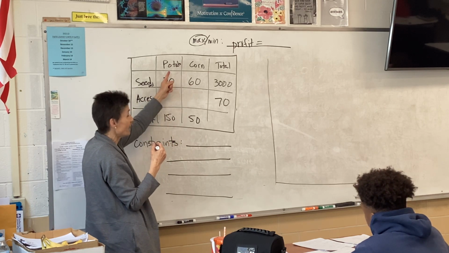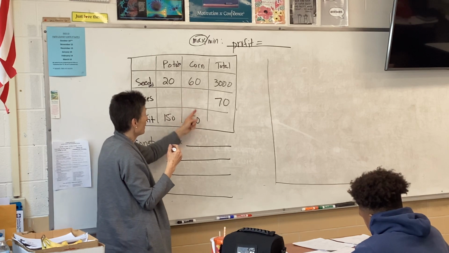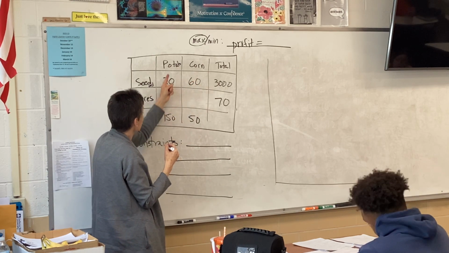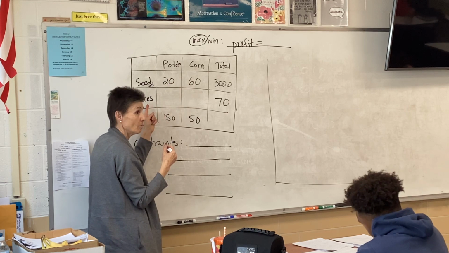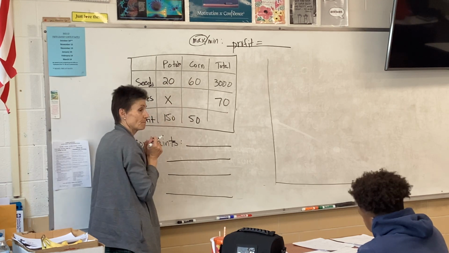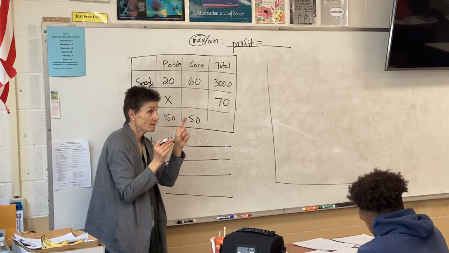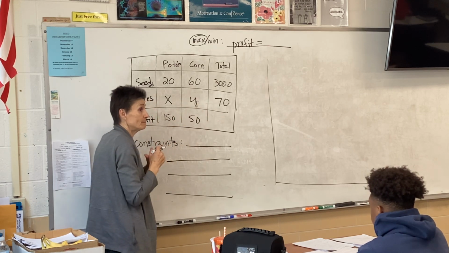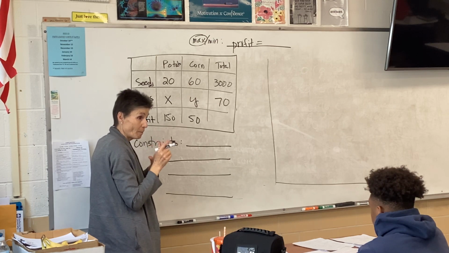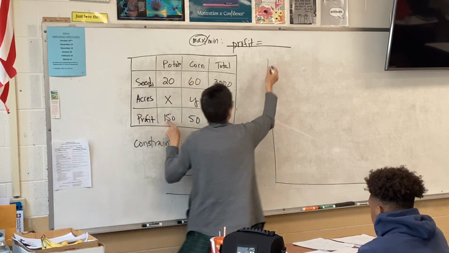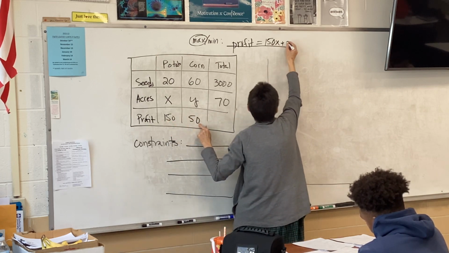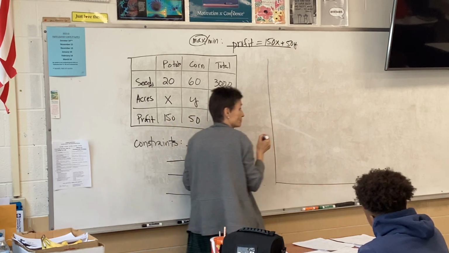$150 for a potato and $50 for a corn. Now, how many acres of potatoes am I planting? Do I know? Let's call that X. Isn't that what we're trying to figure out? And then Y, how much corn? So my profit is 150 for every X and 50 for every Y.